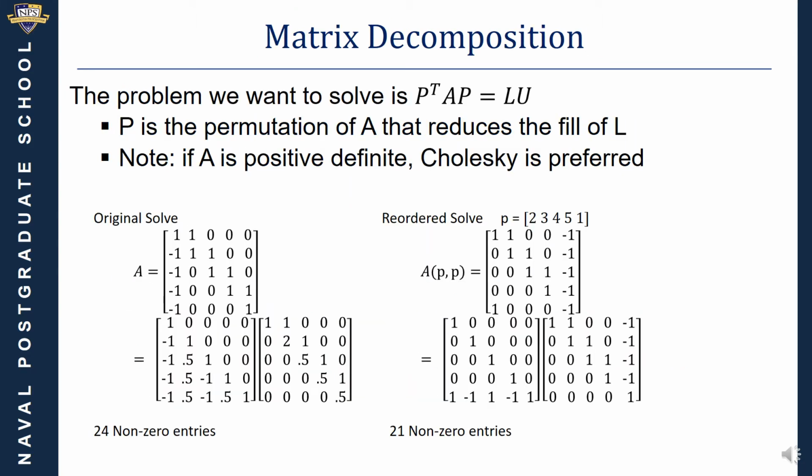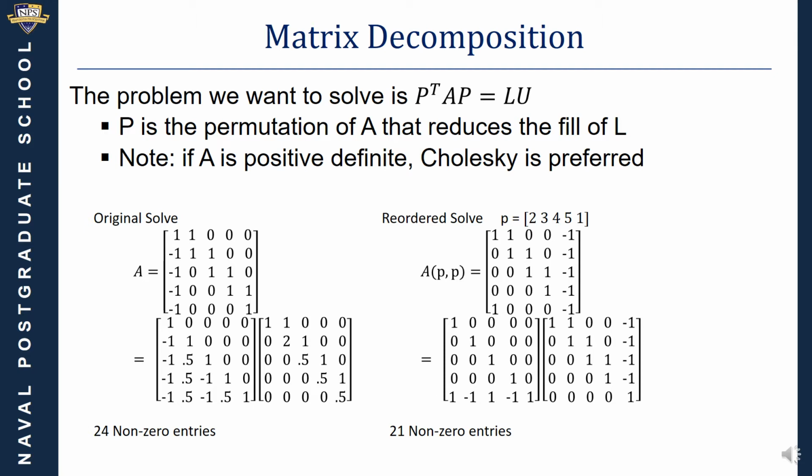So this is the most basic representation of what we are trying to get done. We're looking at a permutation of A is equal to a lower times an upper, where P is the permutation of A that reduces the fill of L and U. Note that if A is a positive definite matrix, we can use a Cholesky, which requires we only store one matrix and is therefore a preferred method.